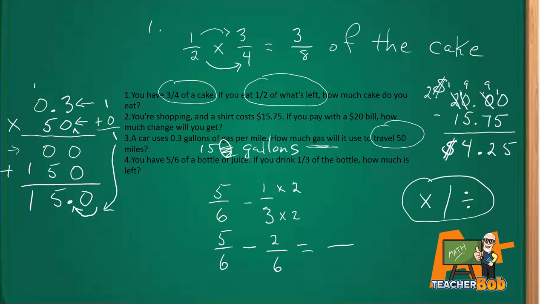Okay, so we got 5/6, and we're going to take away 2/6. So that equals 3/6. That can be divided, the top and the bottom, by 3. So we can simplify that. Simplify means the same thing as reduce, and that just means putting our fractions into the smallest numbers possible. So 3 divided by 3 is equal to 1, and 6 divided by 3 is equal to 2. So our answer is you have 1/2 bottle left.